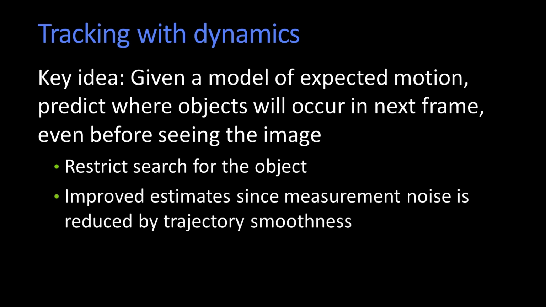And the other thing is, if we have a noisy detection, that is, our ability to know where this thing is is not perfect, we should actually get a better overall estimate because we're combining a prediction with the measurement. So that's the idea of tracking with dynamics.